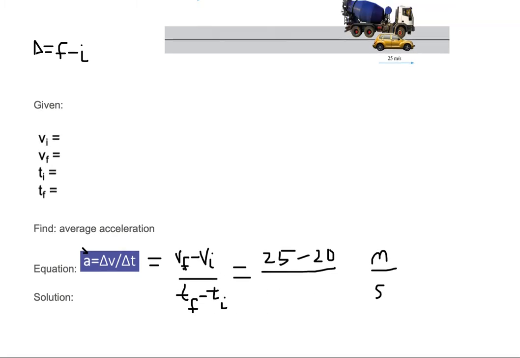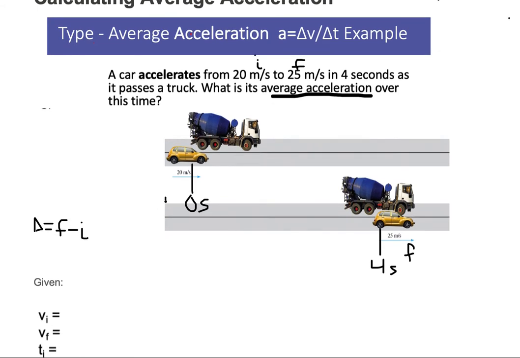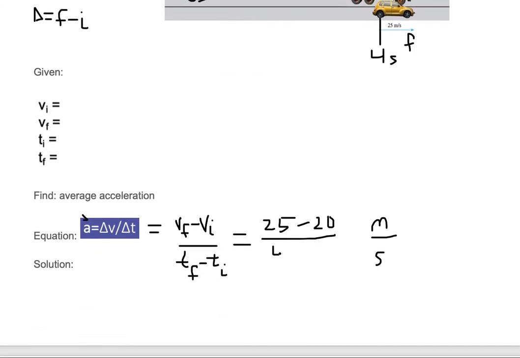Now I need my T final minus T initial. Now I'm given only a time of 4 seconds. I have to decide if that is the final time or the initial time. So a car accelerates from to in 4 seconds. So it started here and then it ended up over here. So here is where the 4 seconds is, and that's the final. And it started out over here, and we can just have our stopwatch start at 0 seconds. So this is our initial. So we have 4 seconds and 0 seconds. So our final time is 4 seconds minus 0 seconds.